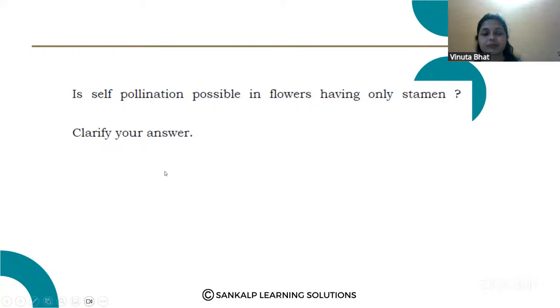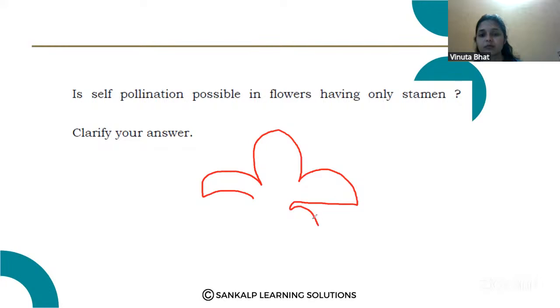Next question. Is self-pollination possible in flowers having only stamen? Clarify your answer. If the flower has only stamen, self-pollination is not possible because just imagine the flower which contains only male gametes. Just imagine only the male reproductive structure.